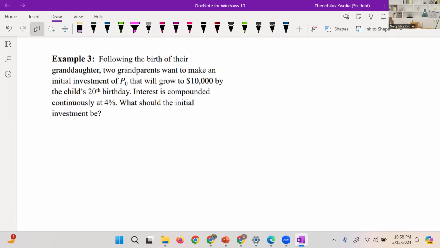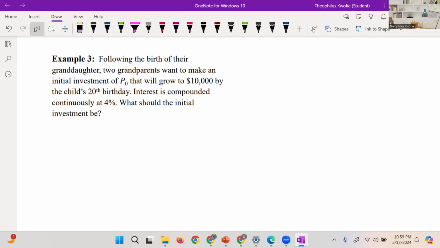Now, in this problem, we were told that following the birth of their daughter, two grandparents want to make an initial investment of P naught that would grow to $10,000 by the child's 20th birthday. Interest is compounded continuously at 4%. Now the question is, what will be the initial investment? What was the initial investment that was made on behalf of the child?